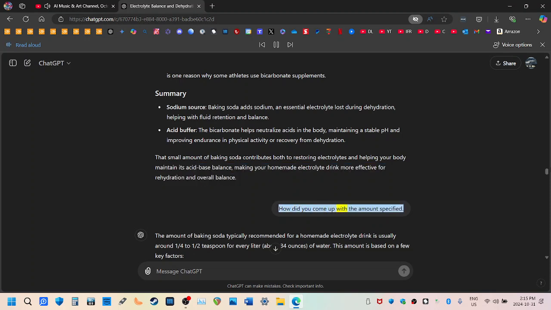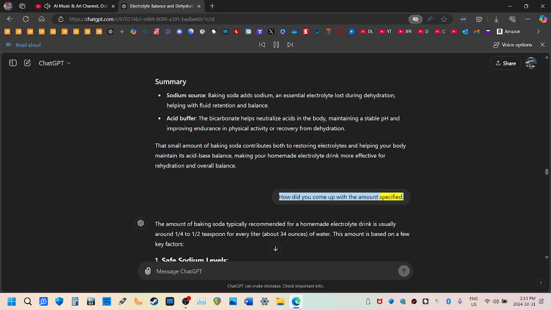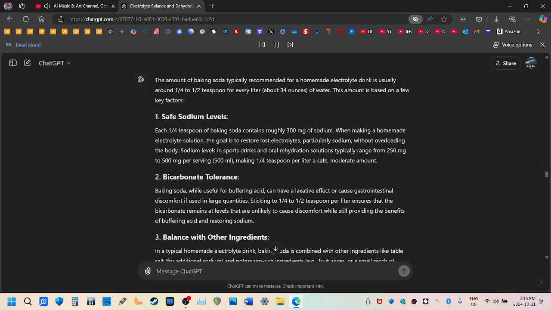How did you come up with the amount specified? ChatGPT. The amount of baking soda typically recommended for a homemade electrolyte drink is usually around 1/4 to 1/2 teaspoon for every litre, about 34 ounces, of water. This amount is based on a few key factors.